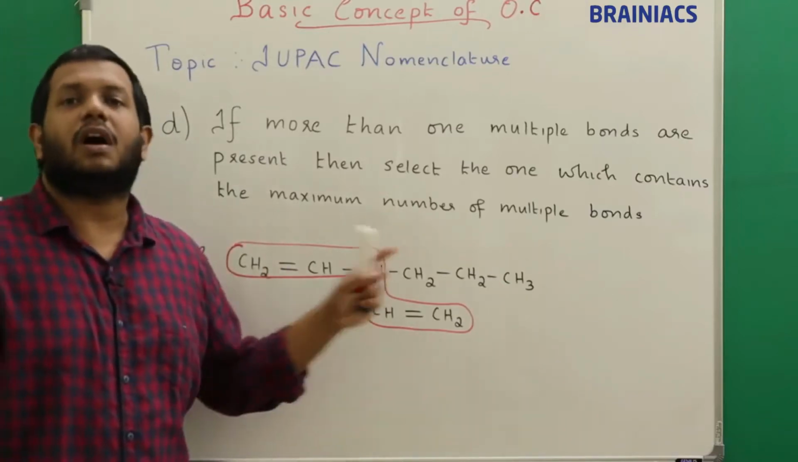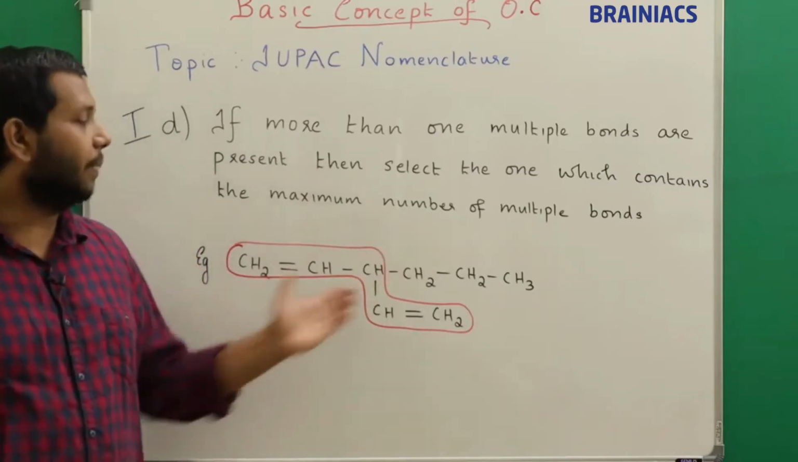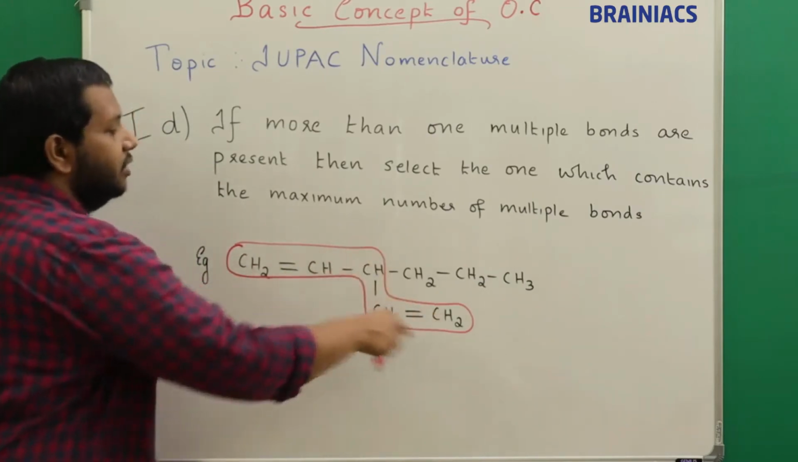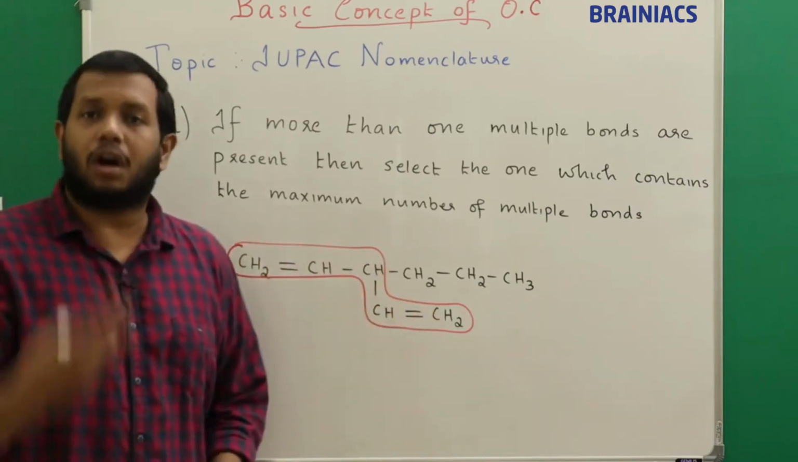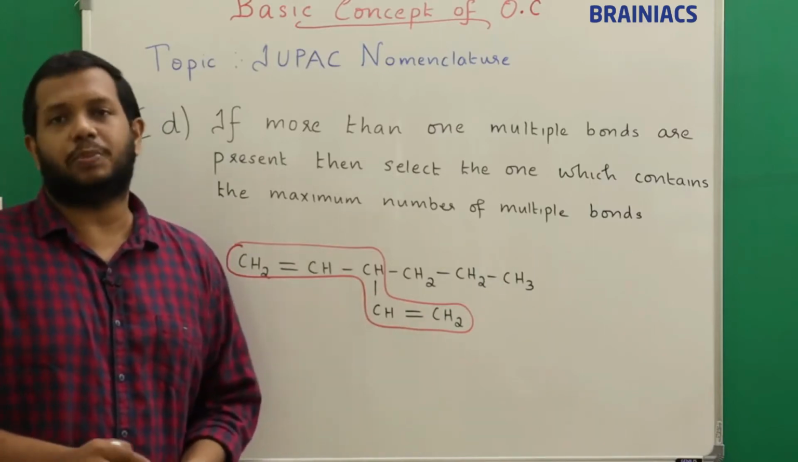Now we will try to see how to do the numbering. So right now we have done how to choose the parent carbon chain. Next we need to know how to number this parent carbon chain, in what priority, in what order we need to number it. Then we will go to the format of the IUPAC name.